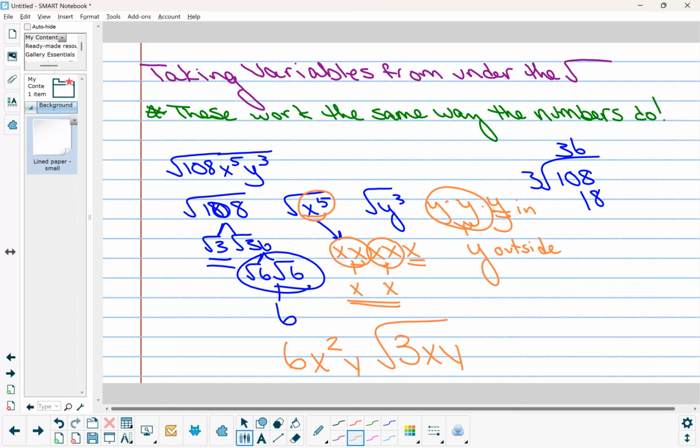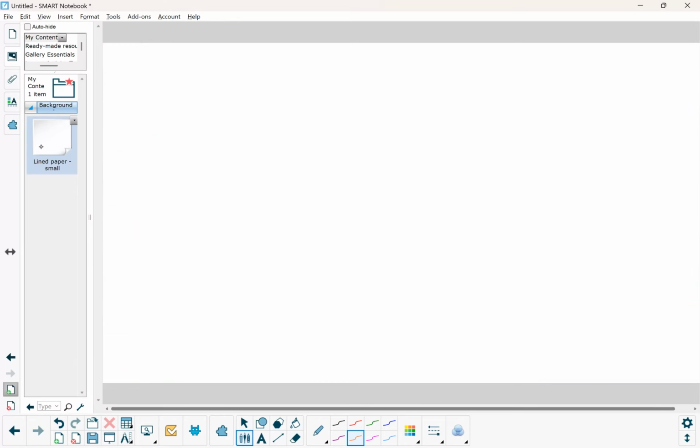Okay? Let's take a look at one more example, and then we'll be all done with these notes, and you can move on to your varsity assignment. So we've got a new page. All right, so the problem, this one's going to be a cube root, and we're going to have 1372, x to the 9th, y to the 3rd, z to the 5th.